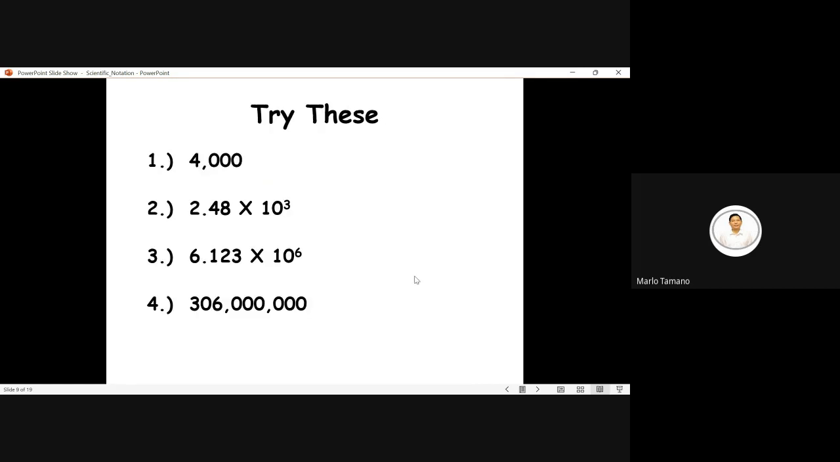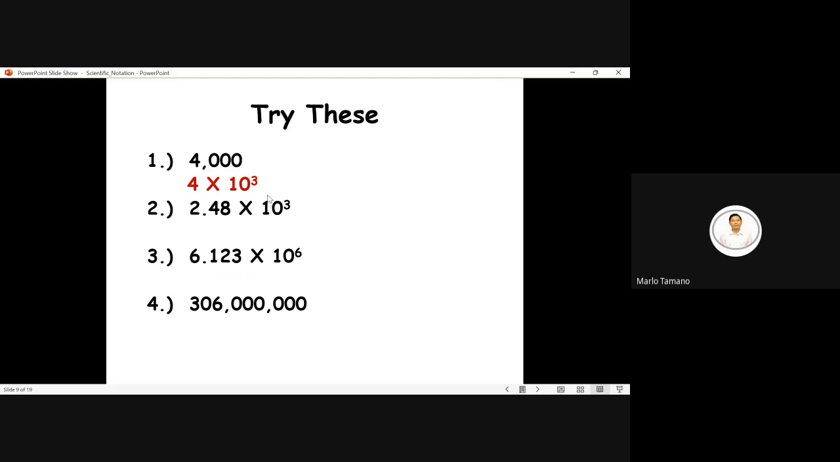Try this. 4,000. Nasa standard form, you simply write it in a scientific notation. So what is the scientific notation? 4 times 10 to the third power. That's correct. 4 times 10 to the third power.